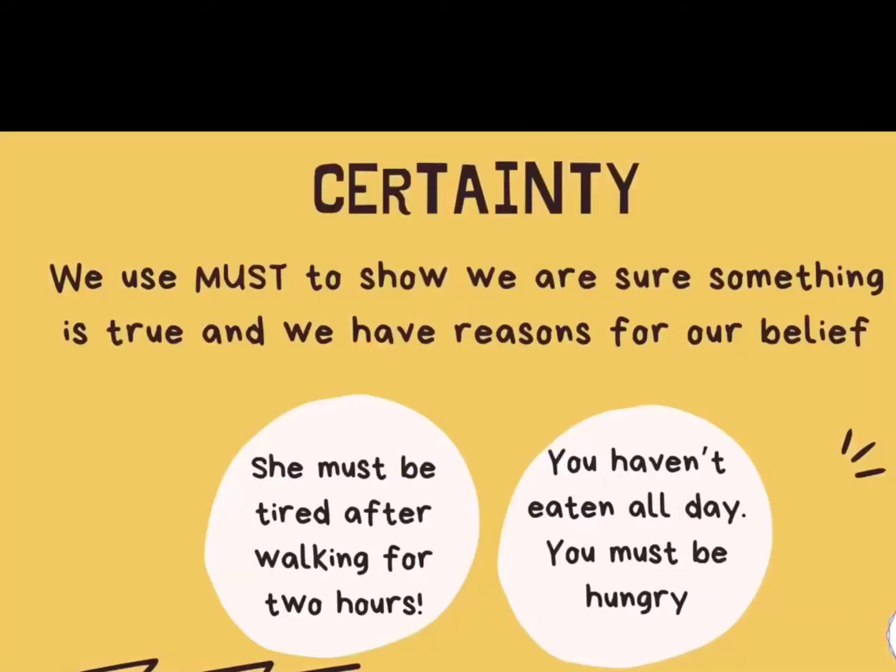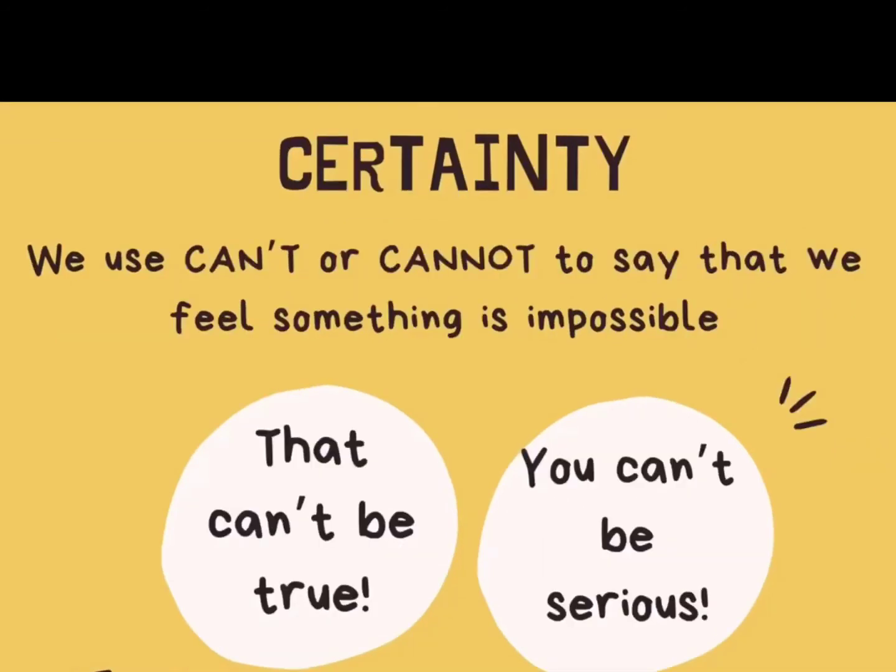We use must to show we are sure something is true and we have reasons for our beliefs. For example, she must be tired after walking for 2 hours. Another example, you haven't eaten all day. You must be hungry. So, we use can't and cannot to say that we feel something is impossible.